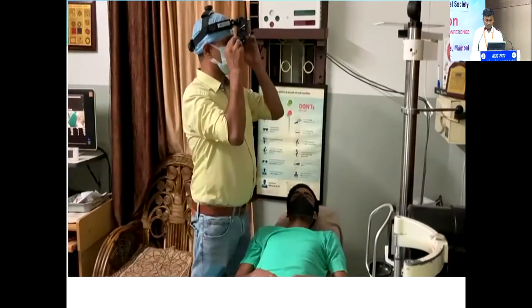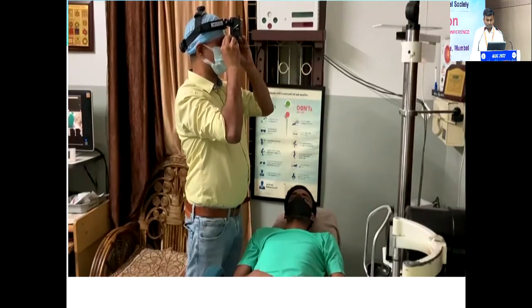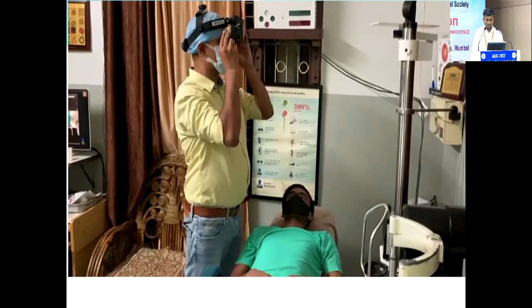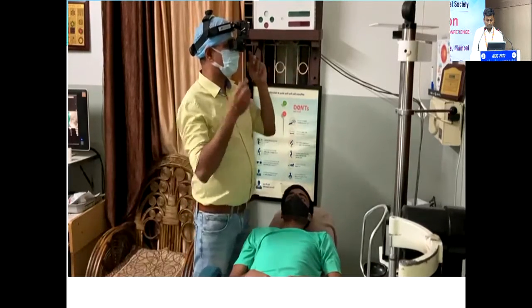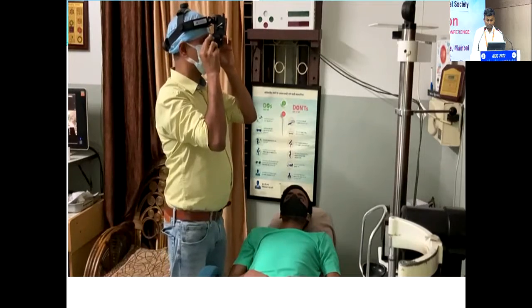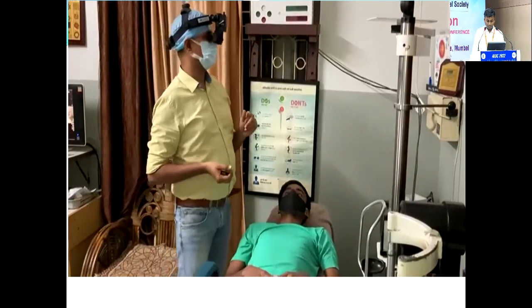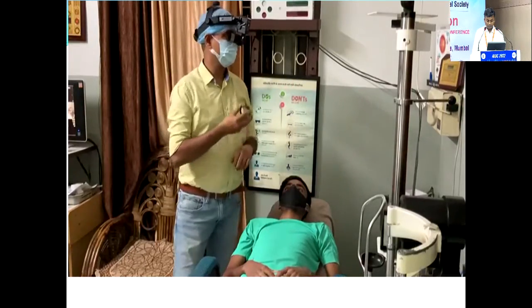So you close one eye and see whether this beam is in the center of this viewing system, and then I'll close the other eye and again repeat the same thing. After this you open both your eyes and just adjust your IPD properly. So with this then you start the procedure.